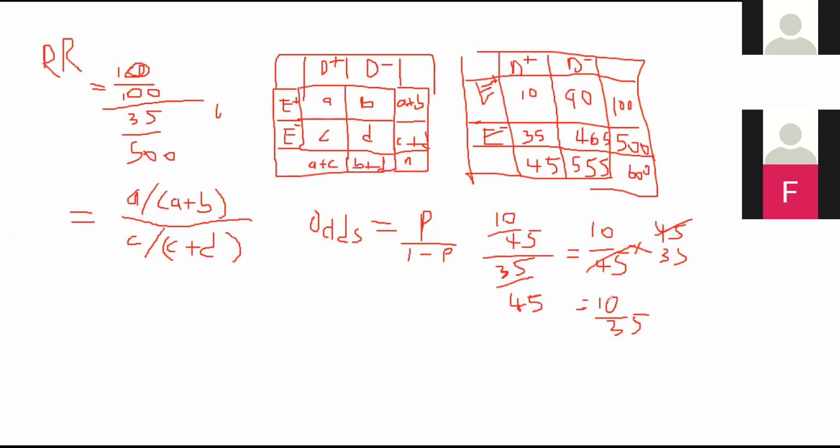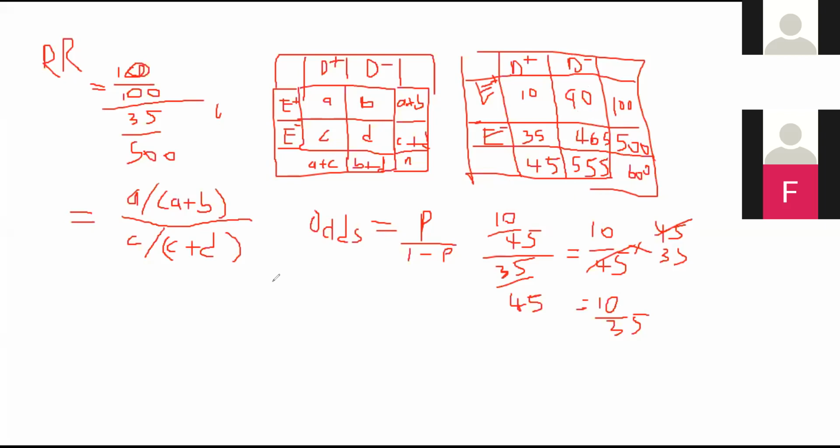That would be the odds of smoking among the people that have the disease. If you want to know the odds of smoking for the people that don't have the disease, if you do the same long way, it will end up with 90 over 465. If you say 90 over 555 divided by 465 over 555, when you change it, we still cancel 555, and it will become 90 over 465.